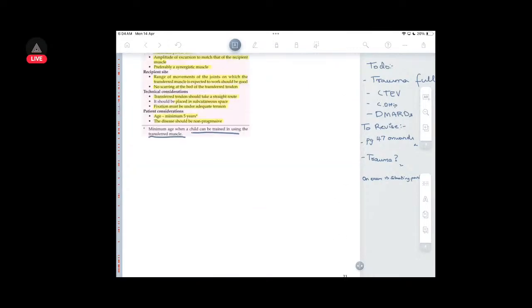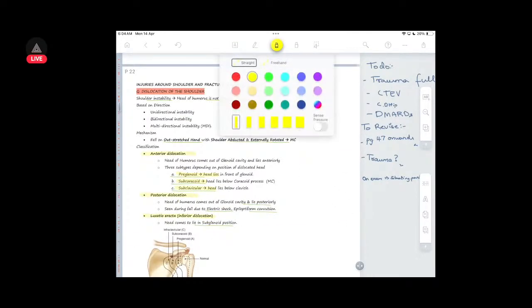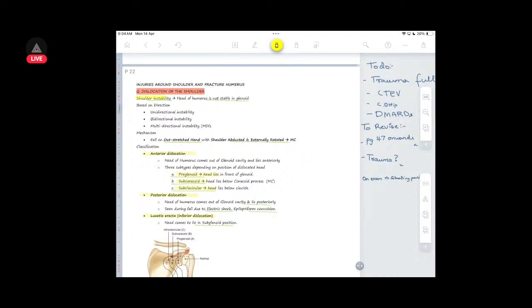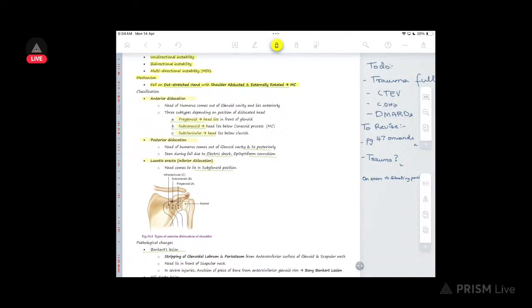Injuries around the shoulder and fracture of the humerus. So, shoulder instability is when the head of the humerus is not stable in the glenoid. Based on the direction, it can be unidirectional instability, bidirectional instability, or multi-directional instability. Mechanically, it requires a fall on an outstretched hand with the shoulder abducted and externally rotated. It is the most common cause.